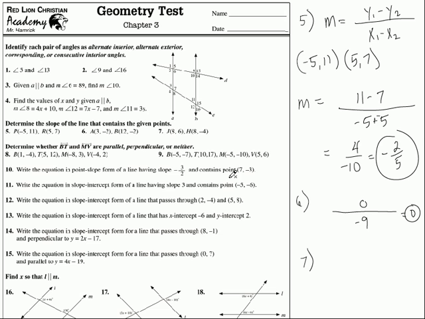Which brings us to number 7. So look at number 7 real quick. Then I'll answer a question. Look at 7. Let's subtract the y's. So 6 minus negative 4. Minus a negative is plus. 6 plus 4 is 10.